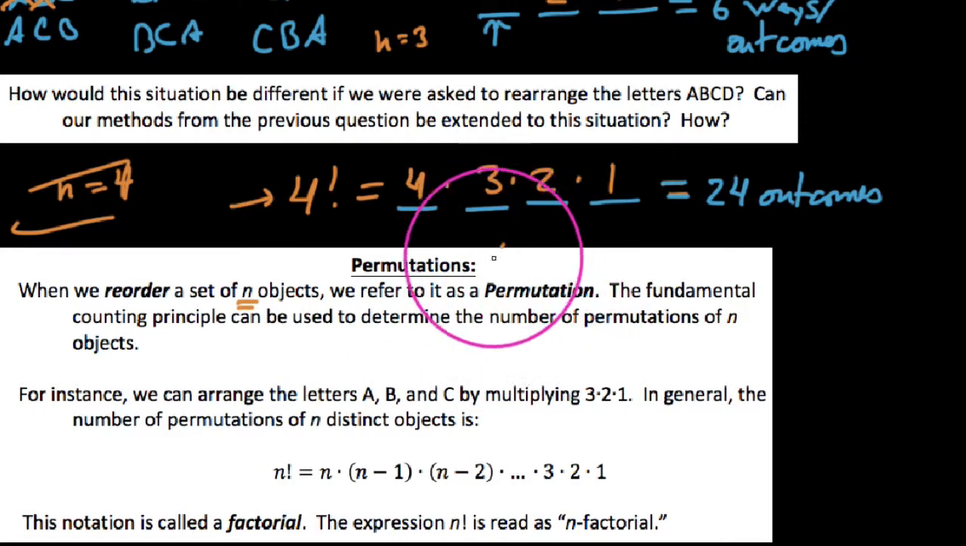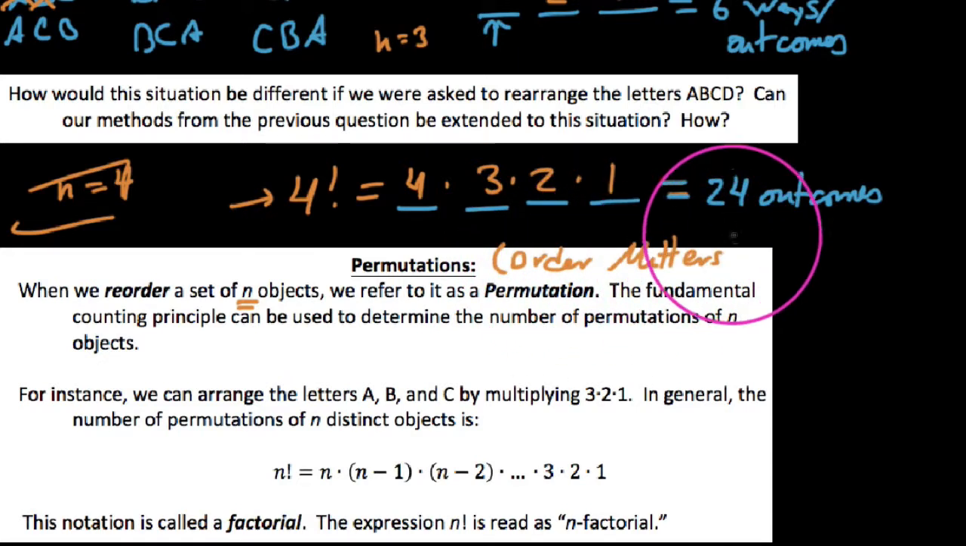The idea here is that permutation means order matters, okay? And this is basically the most important part of this video. Permutations mean that you're rearranging things, or order matters. So the fundamental counting principle, we use that in either instance up here to determine the number of permutations of n total objects. For instance, if we rearrange the letters A, B, C, we took 3 times 2 times 1.